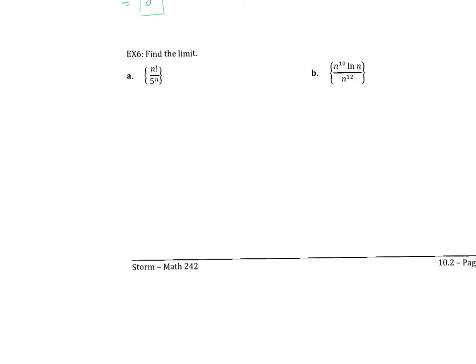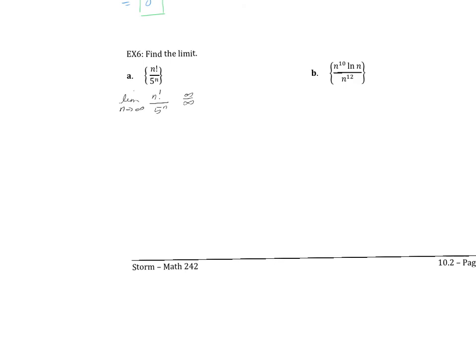So if I was going to find the limit in example 6a, I would get the limit as n goes to infinity of n factorial over 5 to the n. So as n goes to infinity, I get infinity over infinity indeterminate form. I could use L'Hopital's, but I have a problem. I don't know how to take the derivative of a factorial. We don't have that yet. So I'm kind of stuck. I'm stuck with maybe using the growth rates theorem.